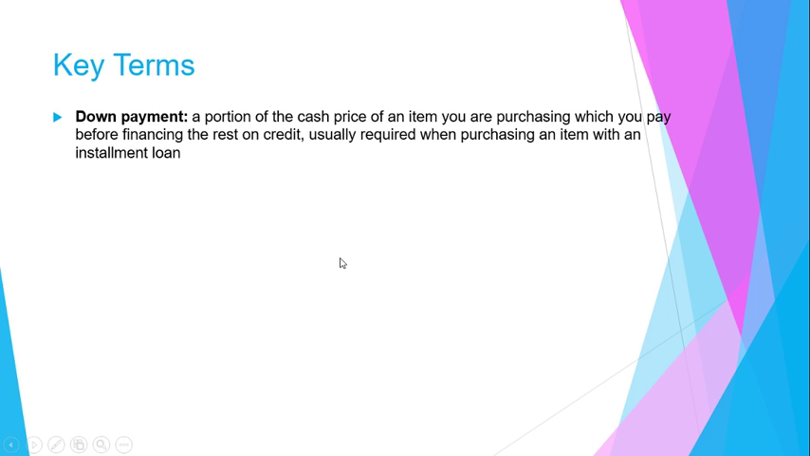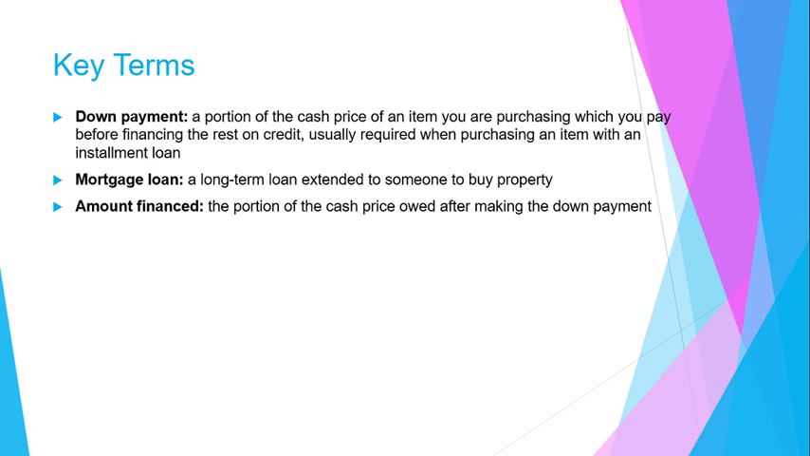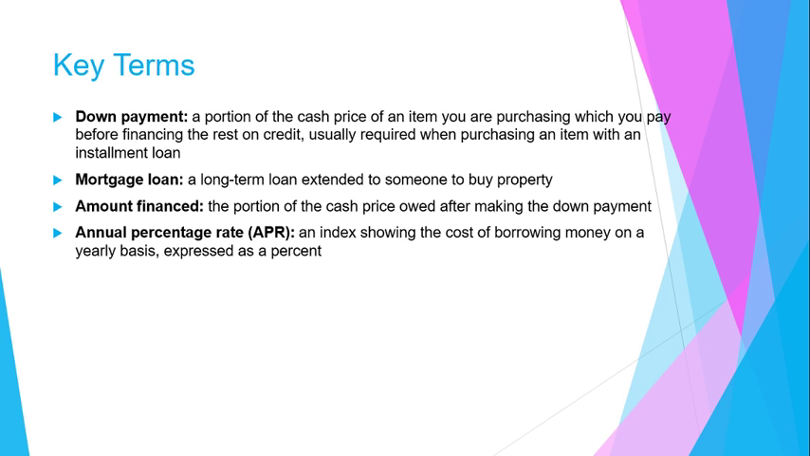First one is down payment, which is a portion of the cash price of an item you are purchasing, which you pay before financing the rest on credit. It is usually required when purchasing an item with an installment loan. Mortgage loan is a long-term loan extended to someone to buy property. Amount financed is the portion of the cash price owed after making the down payment. The APR, or annual percentage rate, is an index showing the cost of borrowing money on a yearly basis, expressed as a percent.